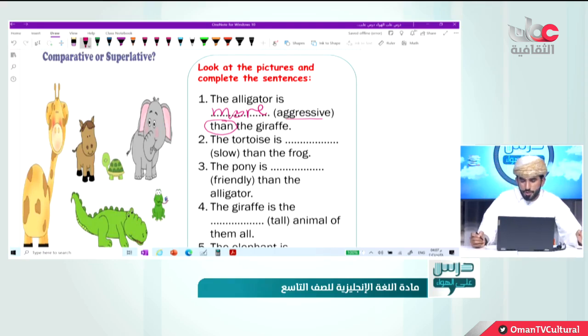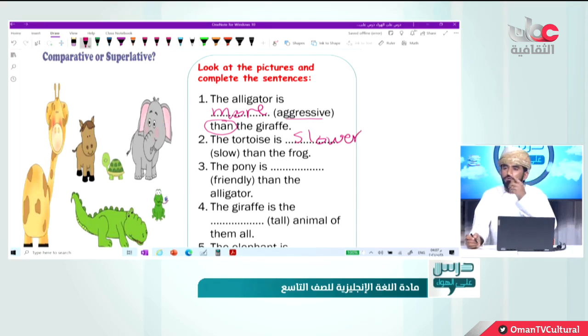What about number two? The tortoise is slower than. Very good, slower than. Now, I can feel like one of you guys have got some questions. I know what your question was. Slow. Teacher, you said that adjectives, if they end with a vowel, which is O, and a consonant, W, we should double the consonant. We add W, and then ER. This is what you've told us.